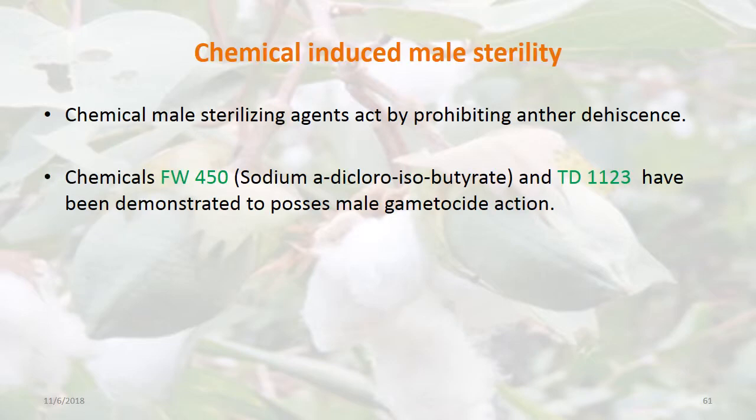Chemically induced male sterility. In this, chemical male sterilizing agents act by prohibiting anther dehiscence. Chemicals FW450, that is sodium dichloroisobutyrate, and TD1123 have been demonstrated to possess male gameticide action in cotton.